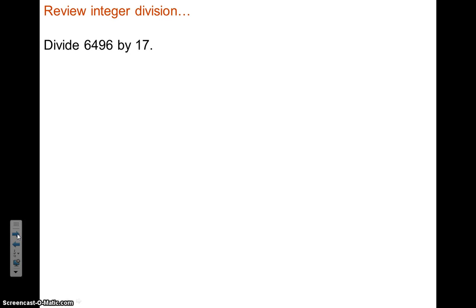So without a calculator, if I asked you to divide 6,496 by 17, then you would need to think about using long division. And so it would look like this. And we would want to say, okay, well, can 17 go into 6? Well, no, it can't. So can 17 go into 64? So yes, it can, 3 times. 3 times 17 would be 51. And so we've multiplied the 3 times the 17, gotten the 51, and now we're going to subtract. And so 64 minus 51 is 13. We're going to bring down the 9.